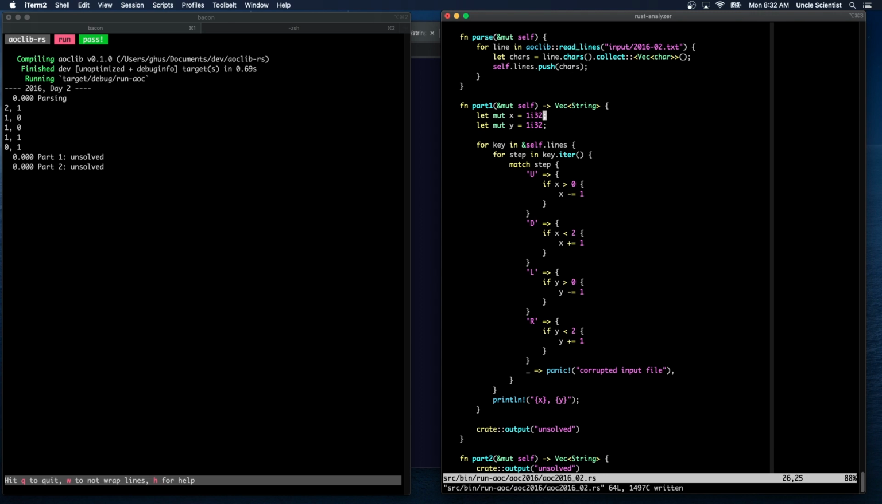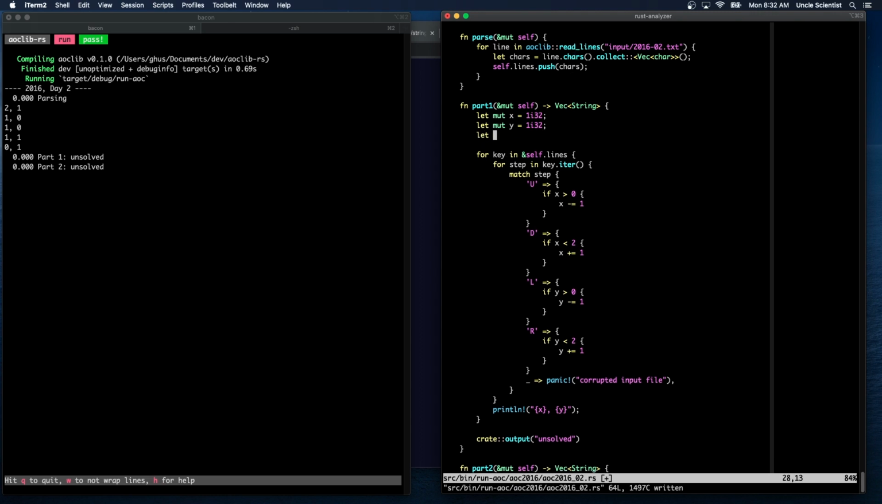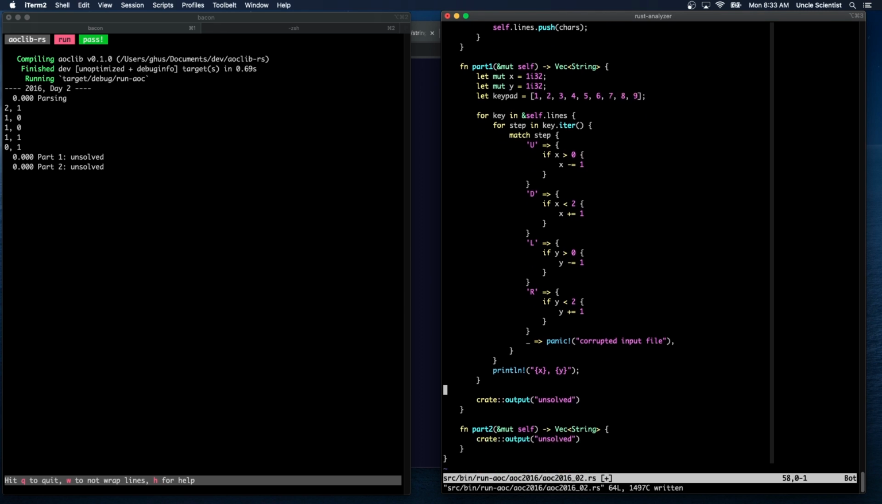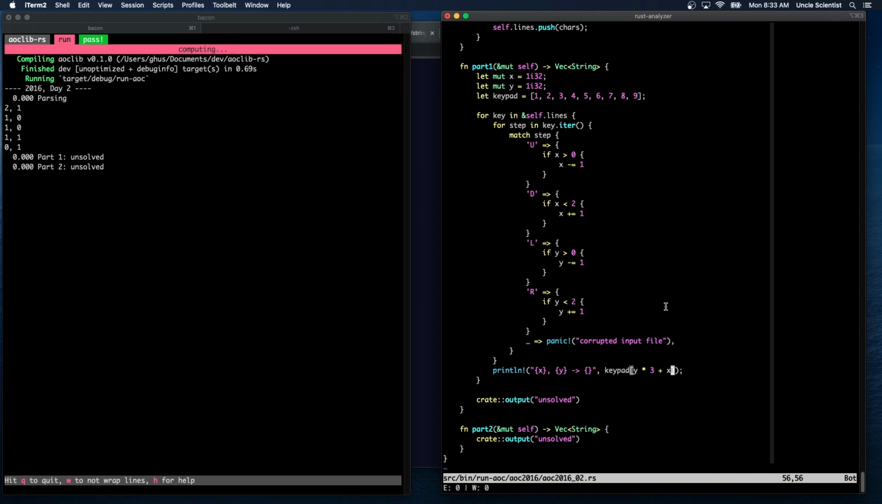What's the easiest way to do that? And we can just say 1, 2, 3, 4, 5, 6, 7, 8, 9. And we just translate that directly into keypad of, let's see, y times 3 plus x. Right, because y can get up to 2, so that's 6, 7, 8, 9, yeah.